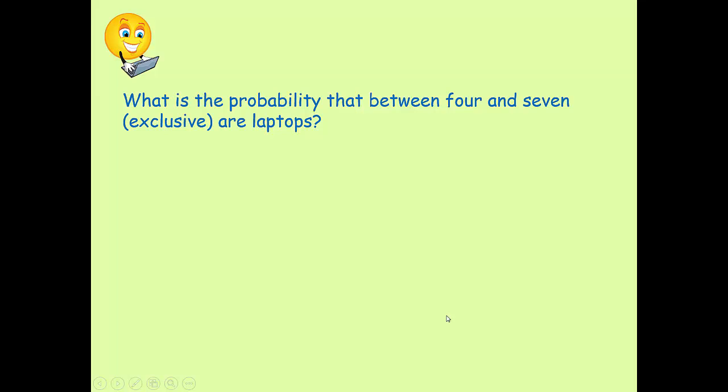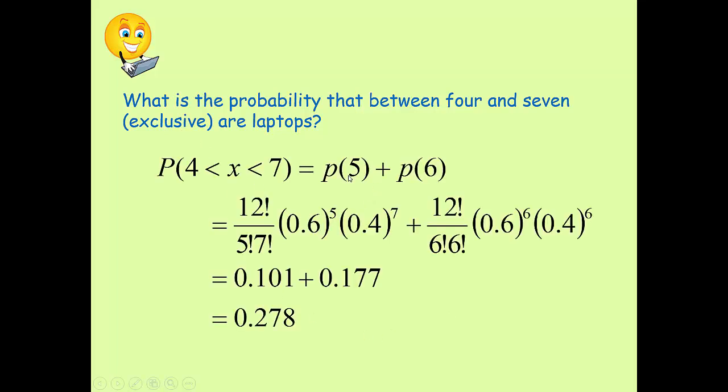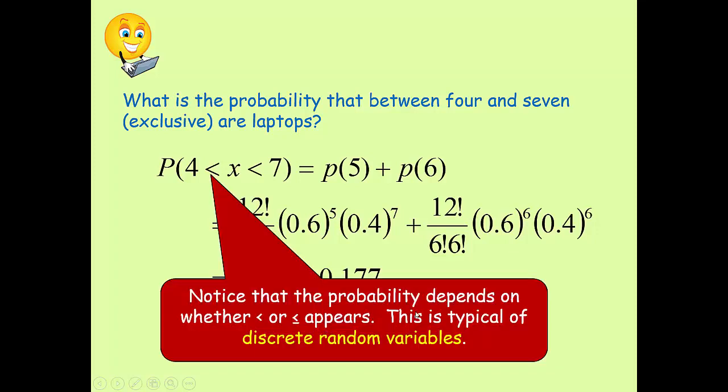What is the probability that X is between 4 and 7, exclusive, meaning 5 or 6? I don't care about 4 and 7. And so once again, I can find my probabilities. Notice that the probability definitely depends on whether we have less than or equal to, which is pretty normal if you have a discrete random variable, versus the continuous, where we said there wasn't a difference.